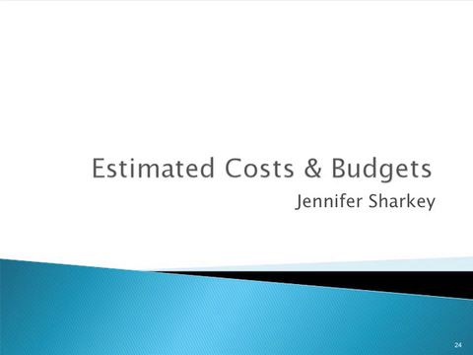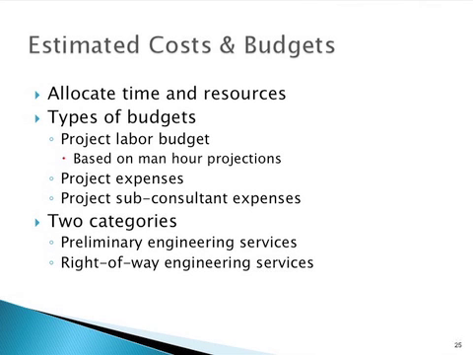I'm Jennifer Sharkey and I'll be talking about the estimated cost and budget. Budgets are used to allocate time and resources to the project. The types of budgets used today are project labor budget, which is based on man-hour projections, as well as project expenses and project sub-consultant expenses. The Main Street Trail was broken down into two categories, which are preliminary engineering services and right-of-way engineering services. Now I'll go through the preliminary engineering services and each budget created.